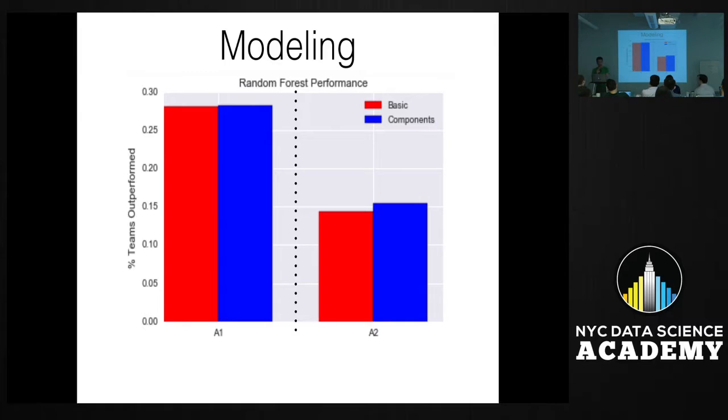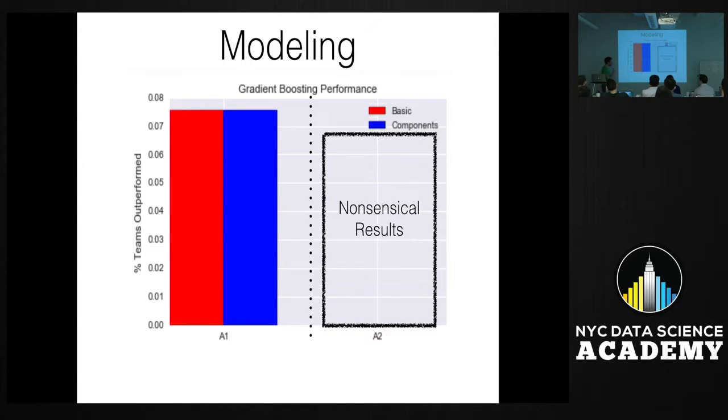So that was for random forest. For gradient boosting, it was actually even more extreme. The first attempt I'm showing, it's not literally our first attempt, is that there wasn't a significant difference in the performance of the models for the basic and component data frames. When we put in a lot more computational resources and searched over different parameters, we couldn't submit the results to Kaggle at all. Kaggle refused to take these results.